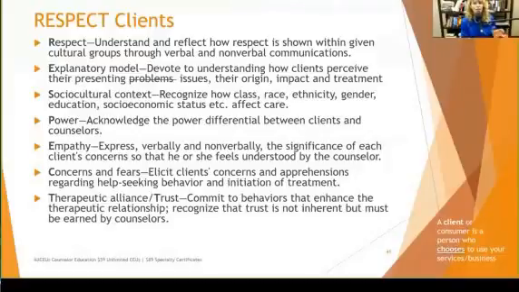Sociocultural context. Recognize how class, race, ethnicity, gender, education, socioeconomic status, etc. affect care. Acknowledge the power differential between clients and counselors. Express empathy. We do that. Elicit clients' concerns and apprehensions. Ask them, what are your concerns? Because they may not bring them up. And develop that therapeutic alliance.